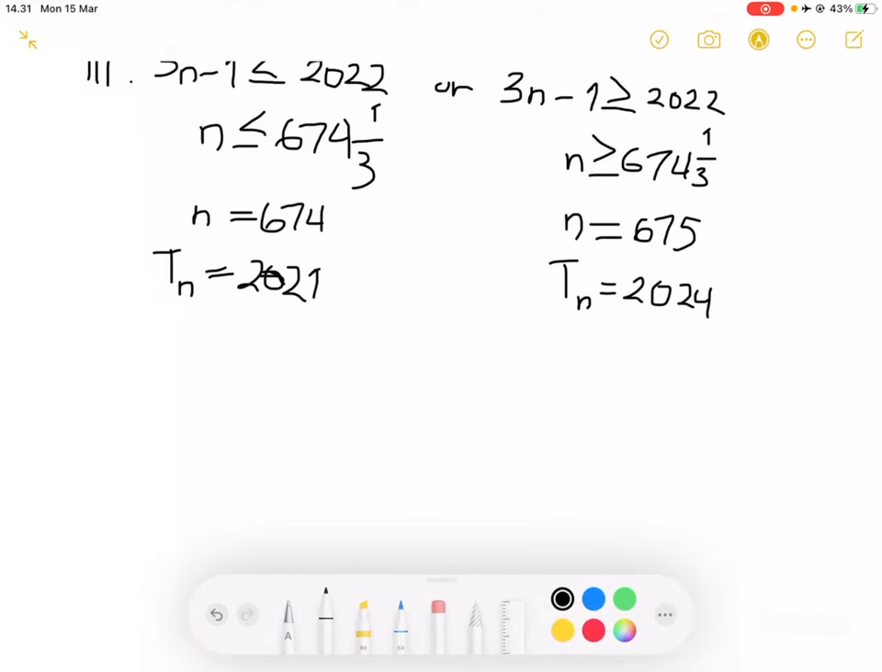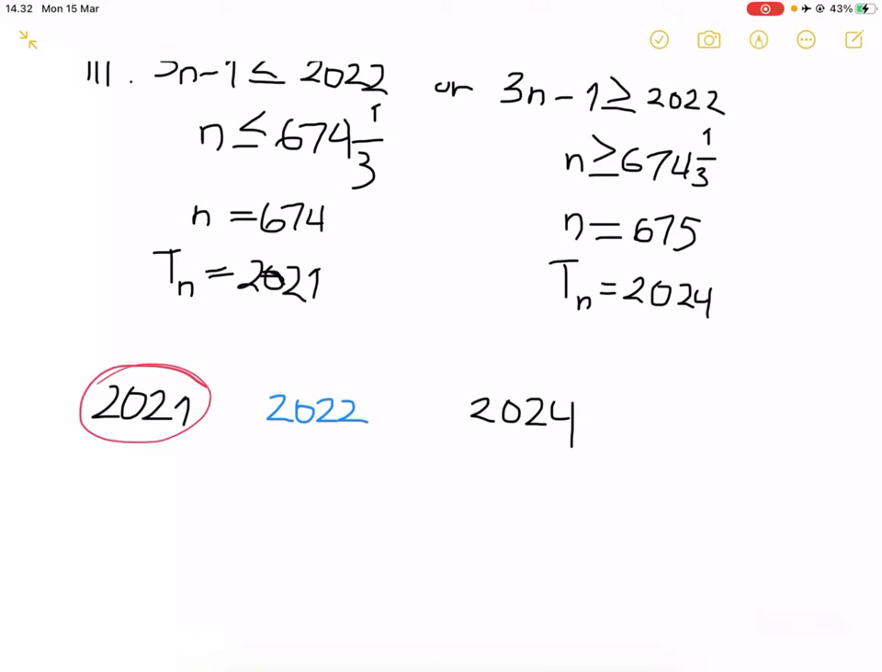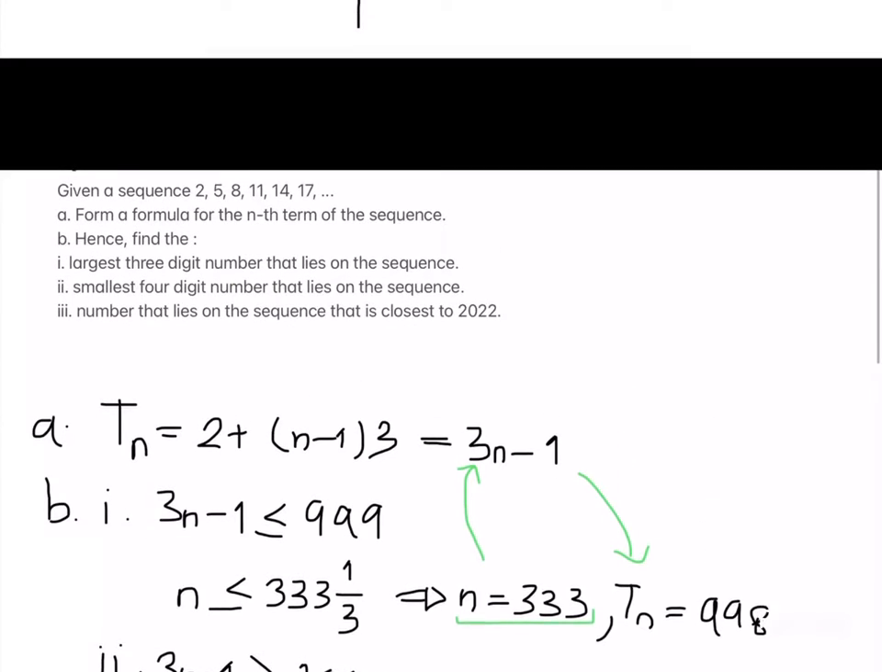And if you compare 2021, 2024, and 2022, which one is the closest one? Well, 2021 is the closest one because the difference between 2021 and 2022 will be 1, while the difference between 2022 and 2024 will be 2. Very close difference, however, 2021 is the winner. So that's it for question 3. Let's jump into question 4.